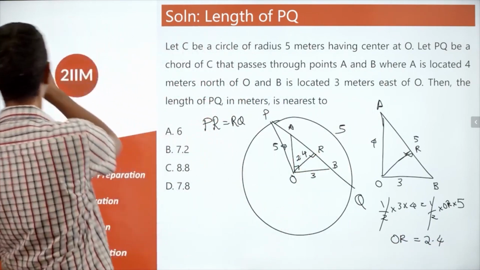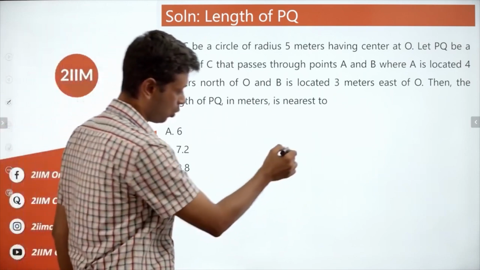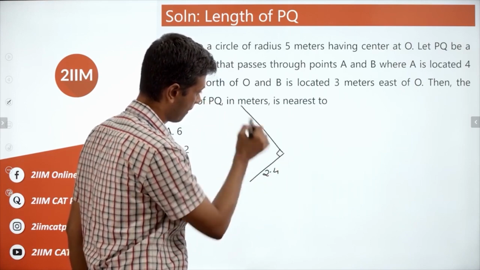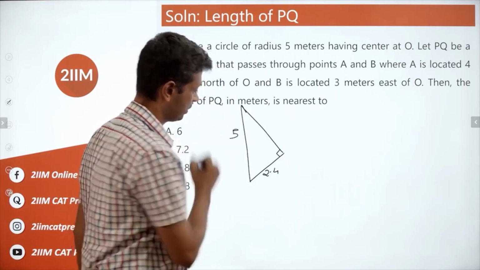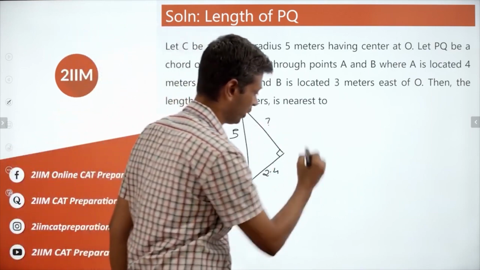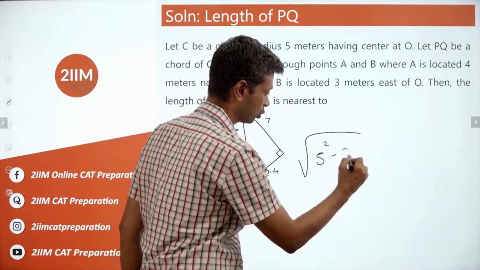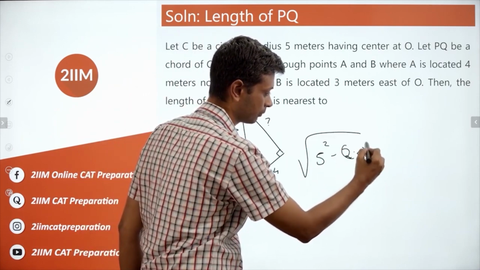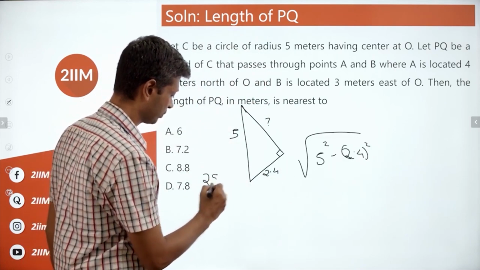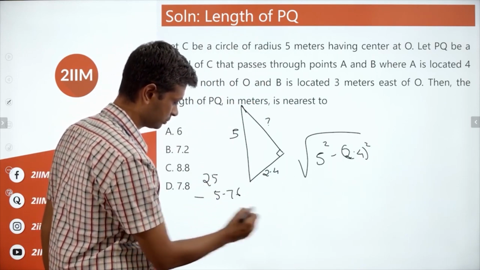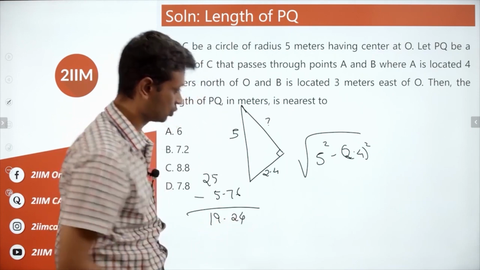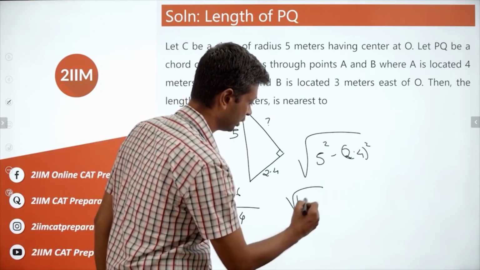I'm going to go to the next slide and draw just that part that I want to draw. OR is 2.4. Radius is 5. This is 2.4. This part is what we need to find. So this is square root of 5 square minus 2.4 square. 2.4 square is 5.76. So 25 minus 5.76, which is 19.24. So this distance is square root of 19.24.